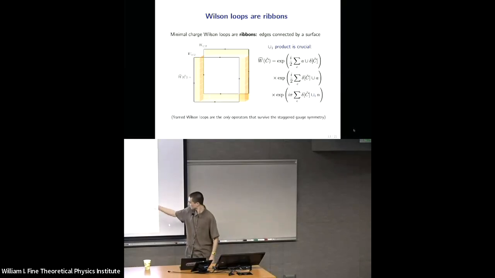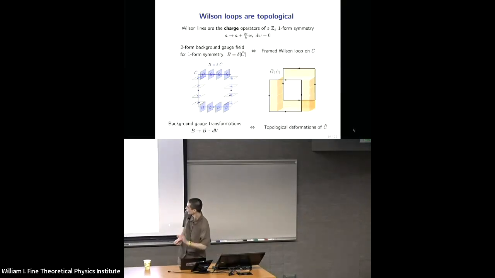And it turns out that these Wilson loops, these ribbons, are the only operators that survive the staggered symmetry. There are no other operators that are non-trivial. And moreover, they're not contaminated by the zero modes or the non-zero modes. They actually have exactly topological correlation functions. Okay, so how do we see that?